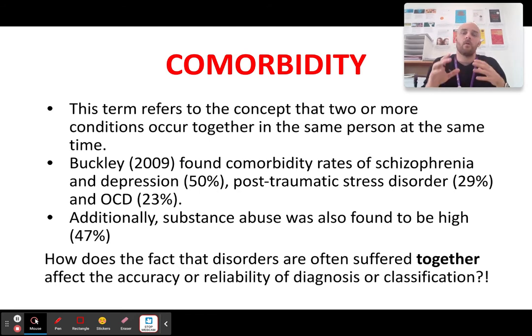However, here's the complicated bit. And here's the bit I really need you writing down. How does comorbidity affect either the validity or the reliability of the diagnosis or the classification? That's the hard bit. That's the truly, truly hard bit. So as I've said down the bottom, how does the fact that these disorders are so often suffered together affect the accuracy or the reliability of diagnosis or classification?